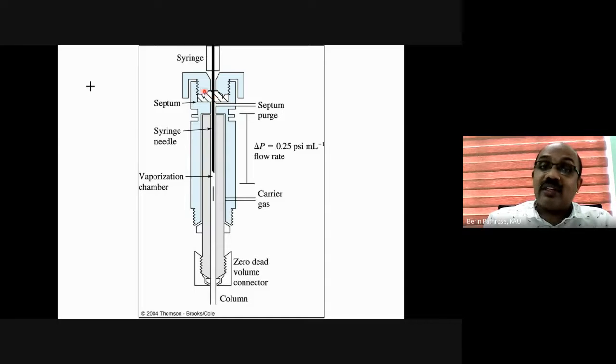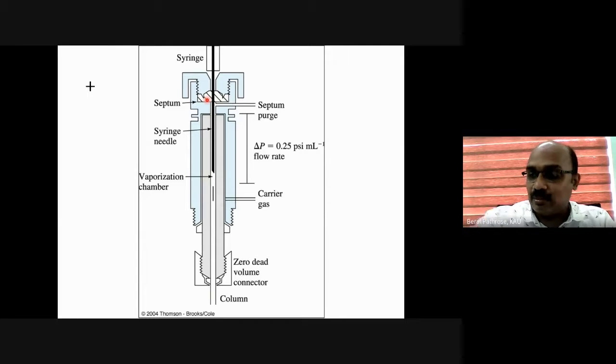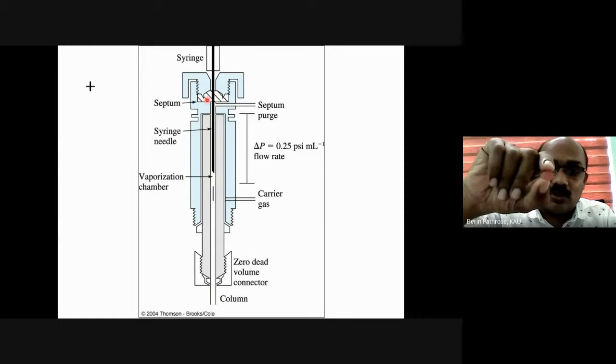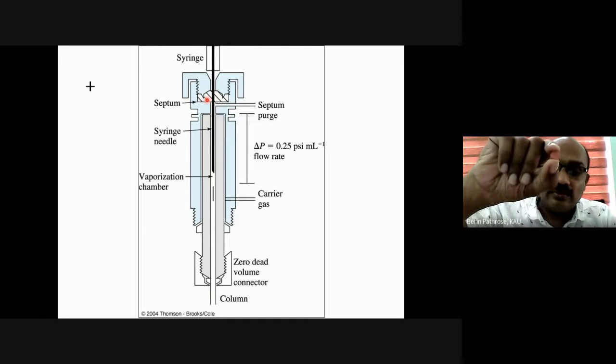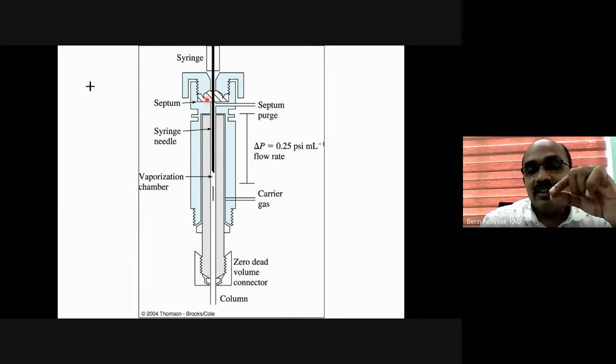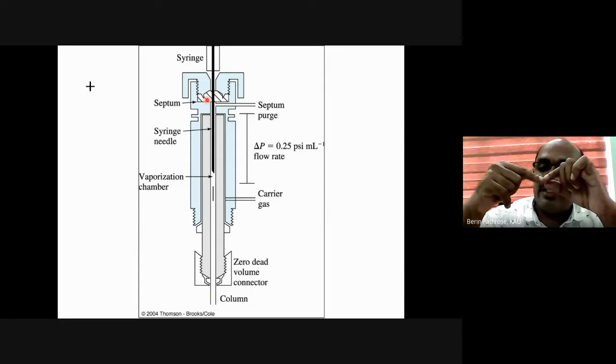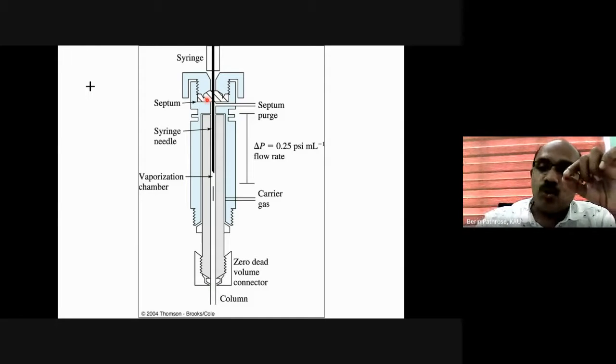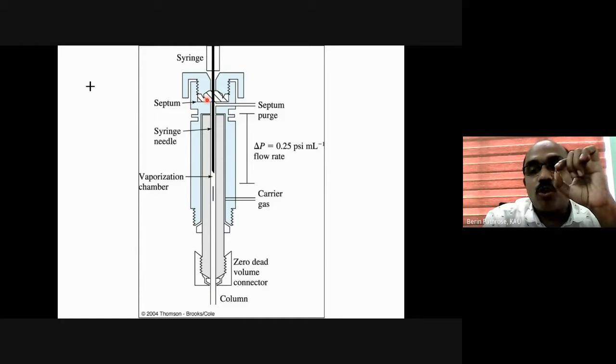In order to prevent that, we have kept that silicon septum. I will show that silicon septum. You just see my video. Can you see a small cylindrical disc kind of thing? Yes, sir. Yes. This is the septum. Actually, what will happen is that if we inject a syringe through this, and if we take it out, this silicon septum automatically seals itself. It has the ability to close on its own.